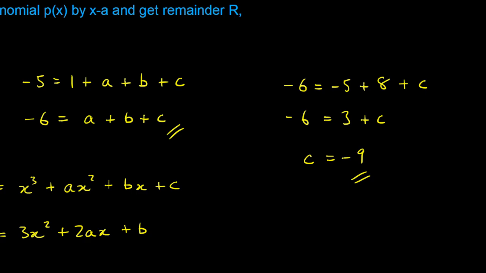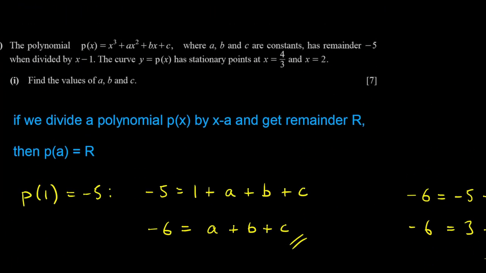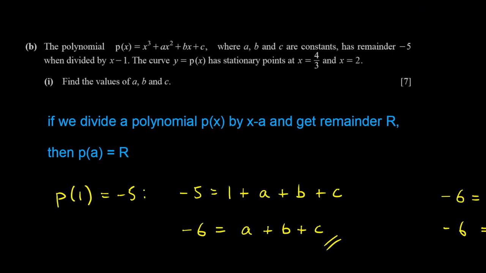Okay, so I think that's our answers. Let me just double check that. Yep, c is equal to negative 9. I want to see if there's anything else in the question that we need to do. Just find the values a, b, and c. All right. Part 2. Hence, use the second derivative test to show that the stationary point at x is equal to 2 is a minimum.